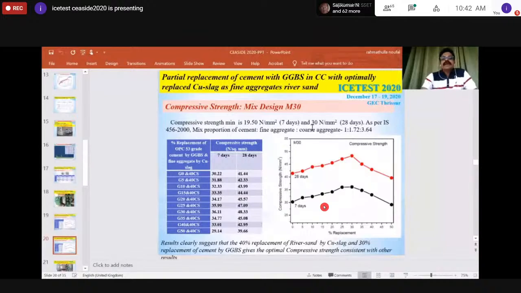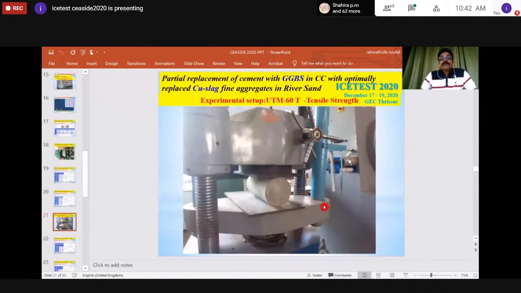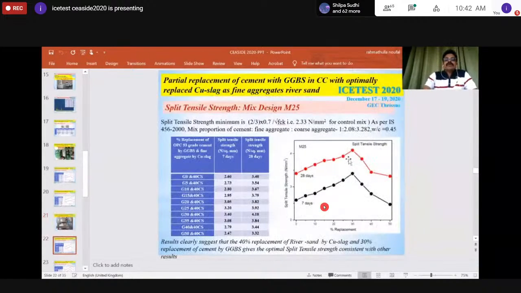Similarly, for the M30 design, the mix proportion is like this, with 7 days and 28 days of curing and the same percentage replacement. From the graph, we can see that for 30%, we get the maximum compressive strength. And this is for split tensile strength, in which cylinders are cast with a diameter of 150 mm and a length of 300 mm or 30 centimeters. These cylinders are cured for 7 days and 28 days, tested like this using the universal testing machine, and the split tensile strength is calculated for 7 days and 28 days.